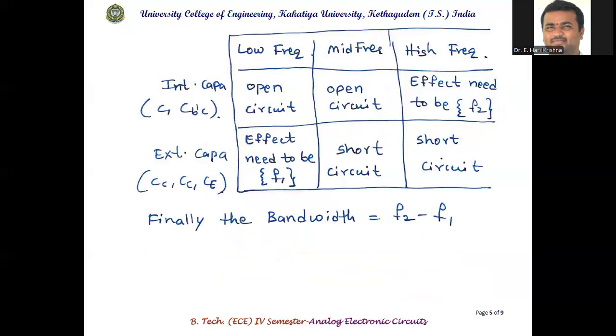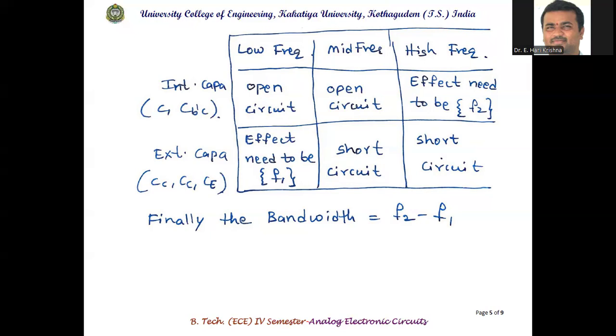So these are the three configurations: low, middle, and high frequency. We have seen that because of external capacitors, low frequency components are not passing through the system. The internal capacitors act as an open circuit, and the effect of the external capacitors needs to be estimated and calculated as F1. The impedances of C and CB-C are very high.